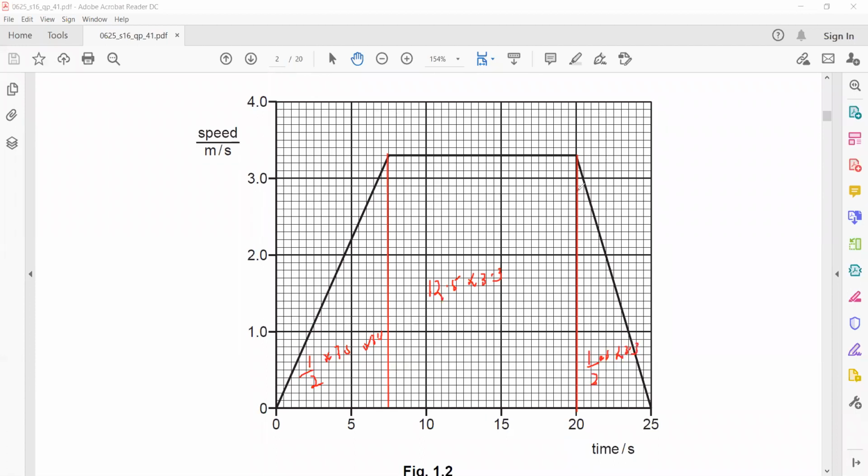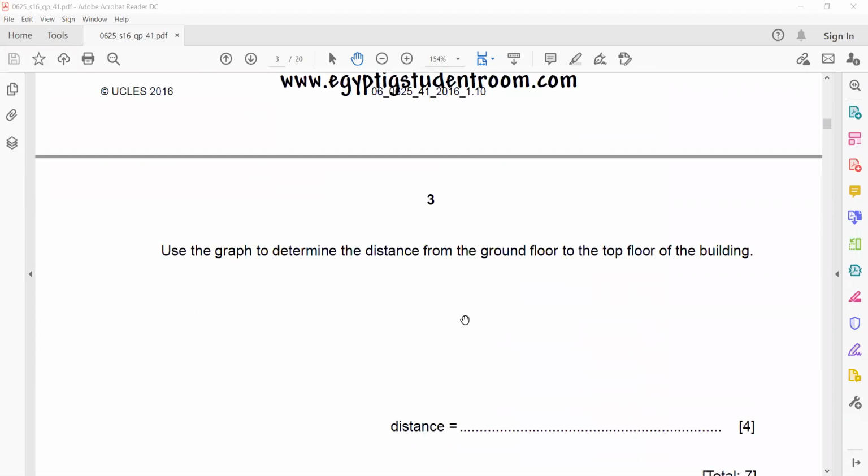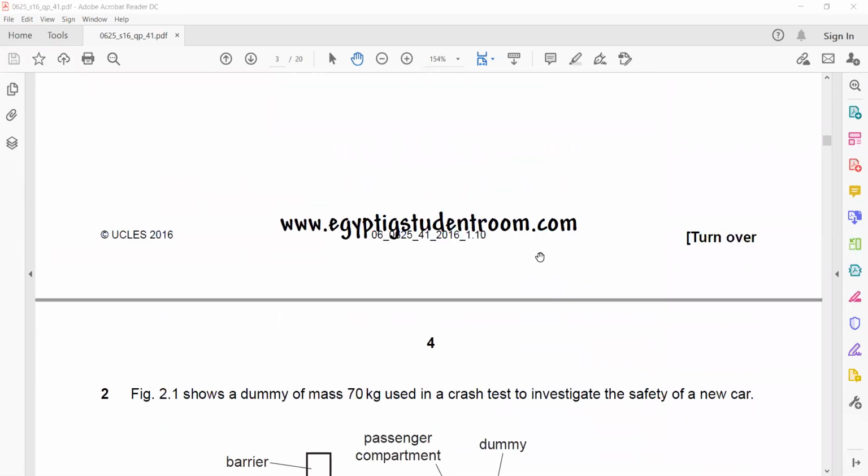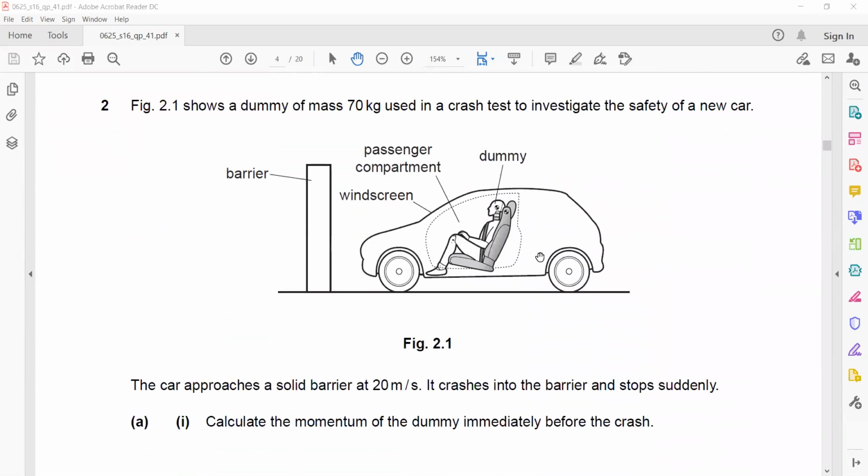Figure 2.1 shows a dummy of mass 70 kilogram used in a crash test to investigate the safety of a new car. The car approaches a solid barrier with a speed of 20 meter per second. Because if the car is moving with the speed of 20 meter per second and the dummy is inside the car, what will be the speed of the dummy? The speed of the dummy is also 20 meter per second because it's inside the car, so both will have the same speed. Calculate the momentum of the dummy immediately before the crash.